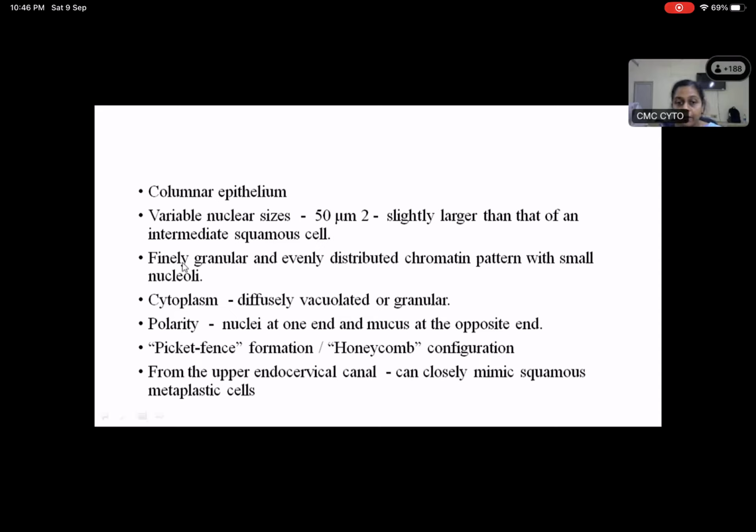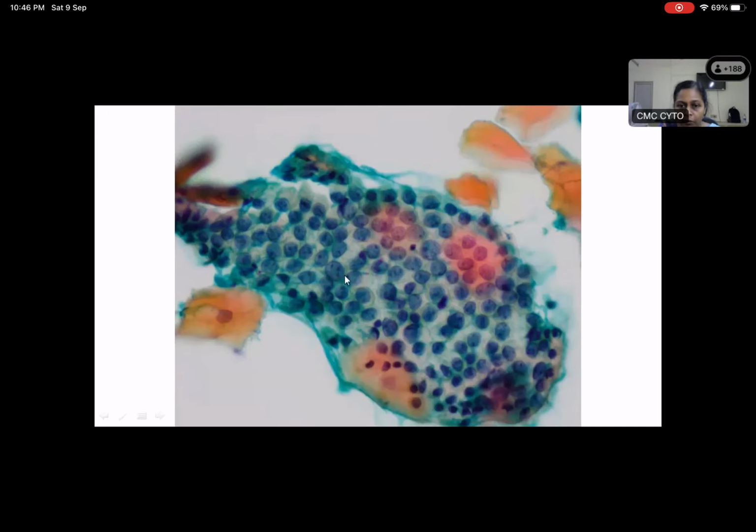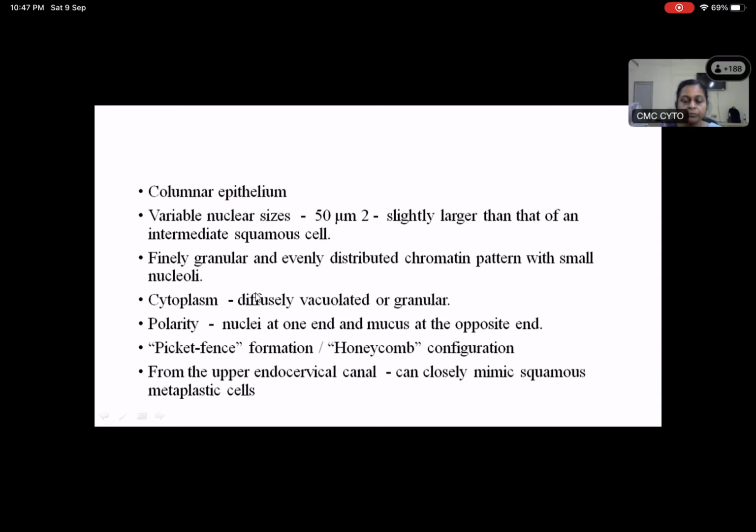Like Dr. Hemans pointed out, always the intermediate squamous cell nucleus serves as your baseline to compare the other cells with. So this is slightly larger than that of the intermediate cell, and the chromatin is finely granular, evenly distributed, and has small nucleoli. You could see those tiny pinpoint things there. Those are the small nucleoli which are seen in normal endocervical cells.